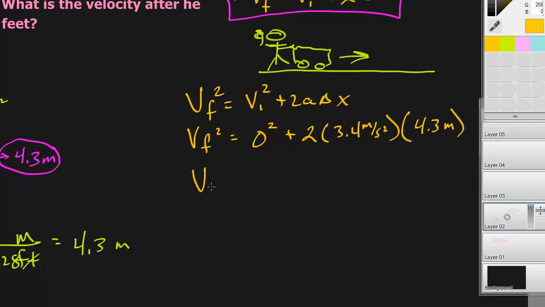All right, so we got Vf squared equals 0 plus all that. So I'm just going to take the calculator here and do 2 times 3.4 times 4.3, and that would equal 29.24. And the unit, by the way, would be meters squared over seconds squared, which is a dead giveaway that we need to square root both sides of this. So we square root both sides.